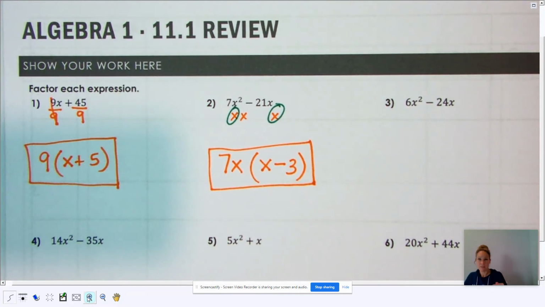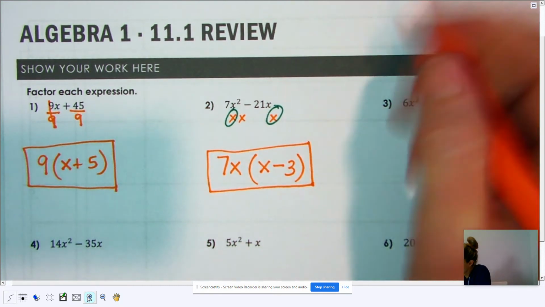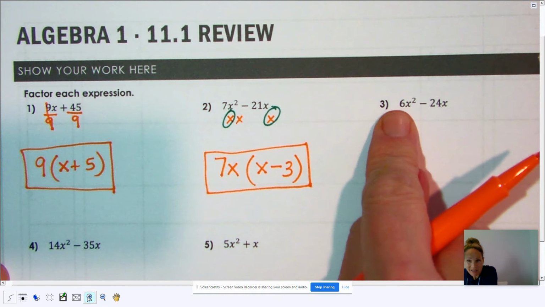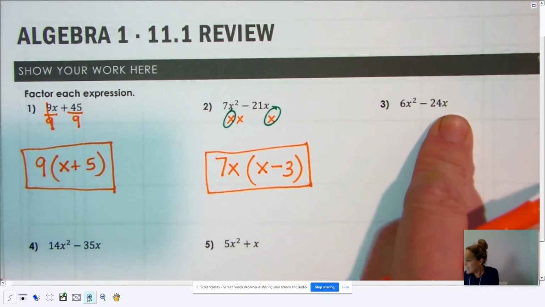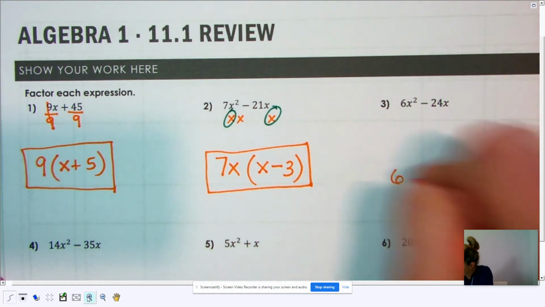Question number 3, we're going to do all of the problems today, just since this is a review assignment. I want to go through all of the problems with you guys. Question number 3, I'm going to say, let's check that little number, see if it goes into both of them. Can 6 go into 24? Yes, it can. So I'm going to pull out the 6, and then same thing.